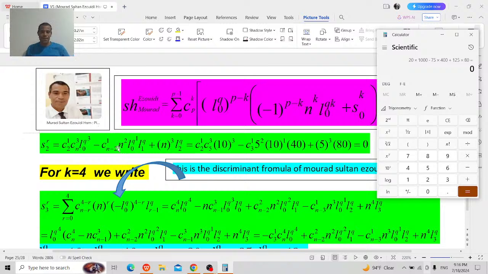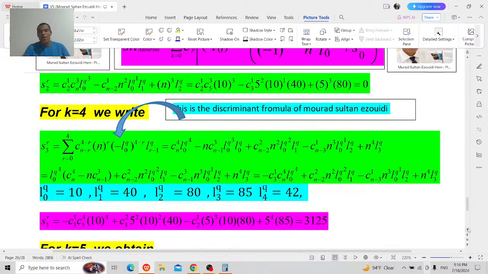Therefore, now we found S minus 1, S0, S1, S2. It remains only two values, which are S3 and S4. For S3, learners, just put in the discriminant formula k equals 4. We will obtain this formula.